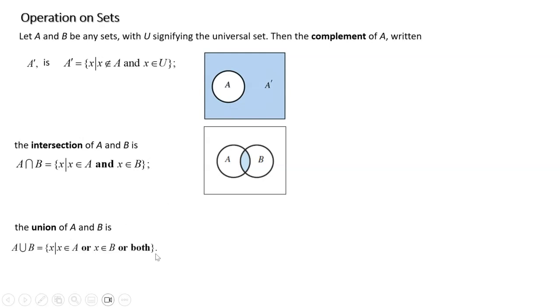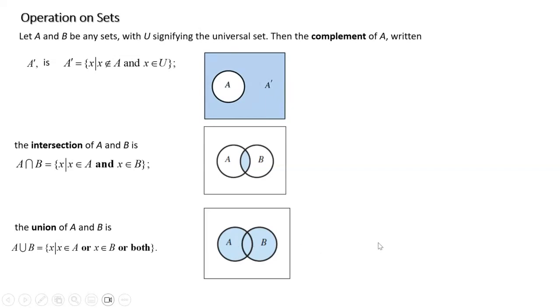Okay, for the union, again, that's the vocabulary, how you say it, but the union will be all of set A and B. All this should be shaded. And here's how you say it. The set of X elements such that X is an element of A or X is an element of B or both. And this is how you shade that one.